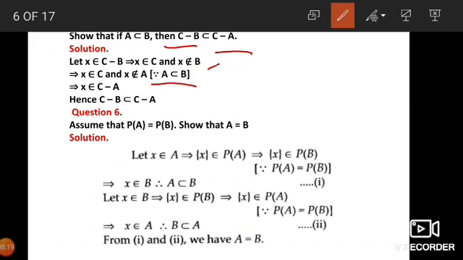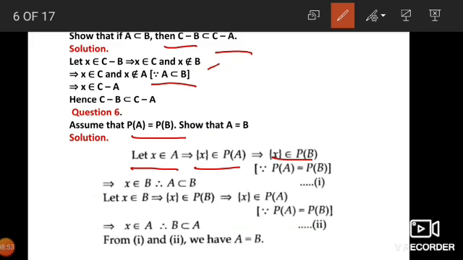Next, assume that P of A equal to P of B, show that A equal to B. To prove A equal to B, let X belongs to A. If you put the bracket, it becomes a set, so that set will belong to the power set of A. Given P of A equal to P of B, so that belongs to P of B. If the set X belongs to P of B, it belongs to B also.